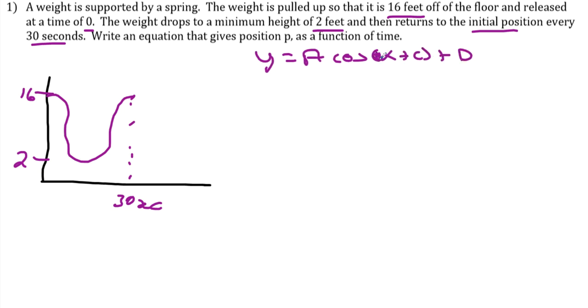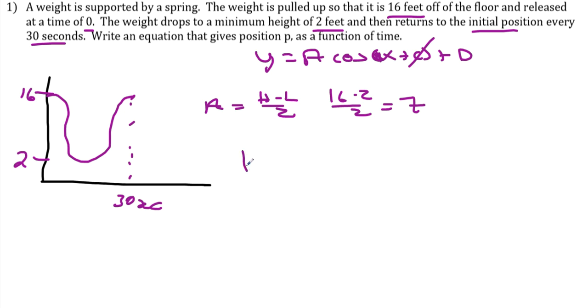That's a B right there. Now, we're not going to need our C. We're not going to translate it left or right. So we want to figure out what these things are. First thing is we need to figure out what our amplitude is. Amplitude is high minus low divided by 2. Remember, amplitude is high minus low divided by 2. So that's just 16 minus 2 over 2, which is equal to 14 over 2, which is equal to 7. So our amplitude is 7. So guess what goes right there: 7. We're going to use cosine because we started high.